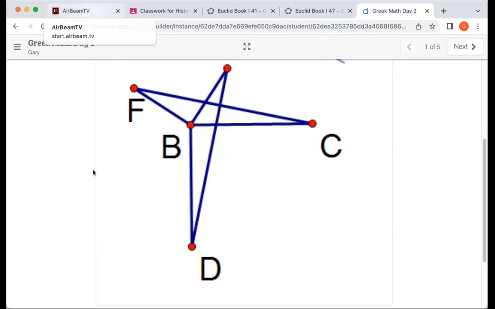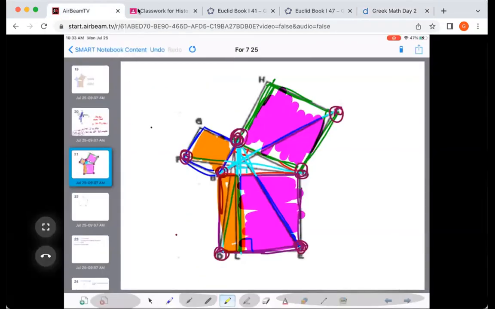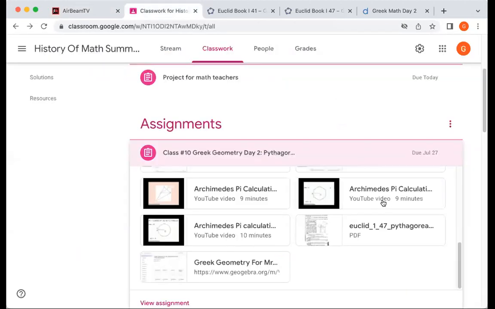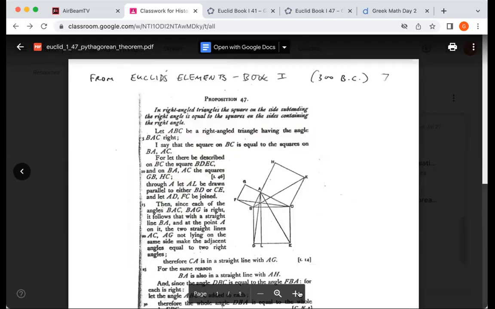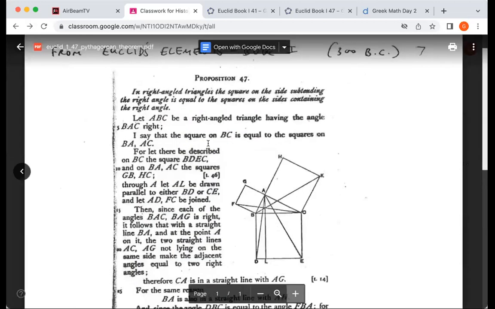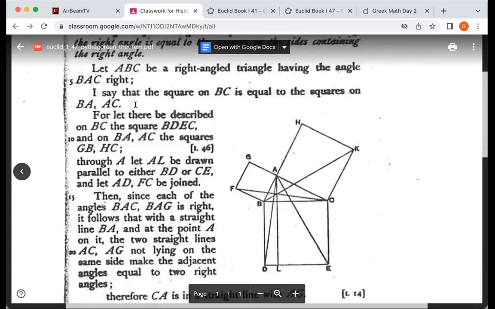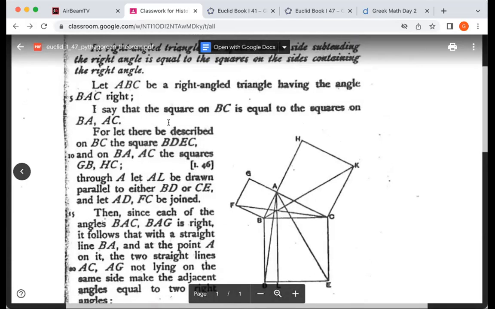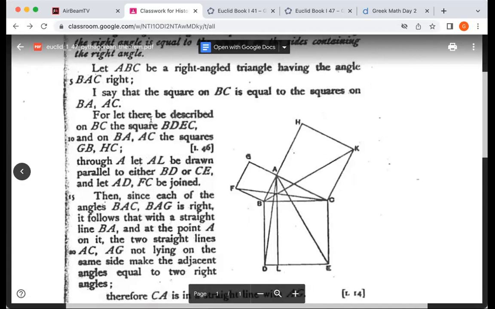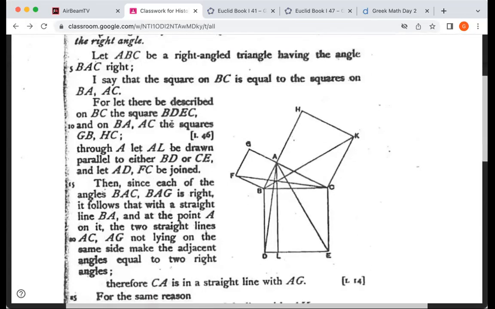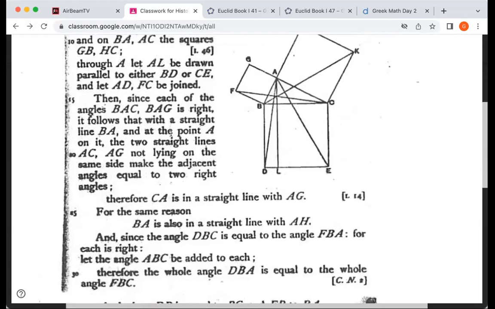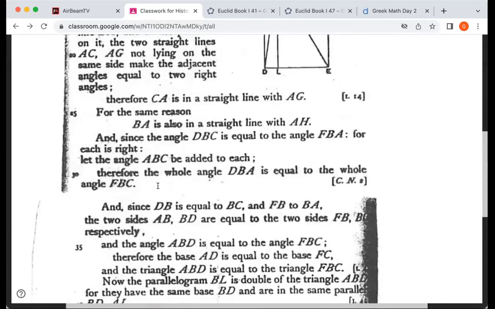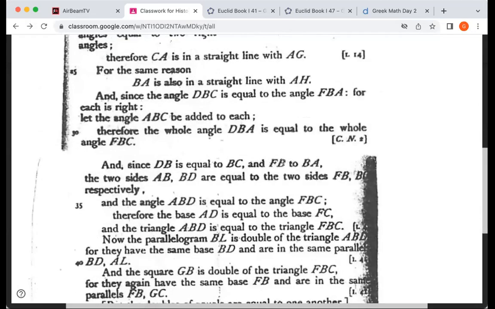Okay, now when you come back over here and look at the really scary thing I showed you, I love that it's written in first person. I say the square on BC is equal to the square. For let there be described, he's explaining how to draw the auxiliary lines here. And then he says, since DB is equal to BC and FB to BA, the two sides are equal to the two sides.